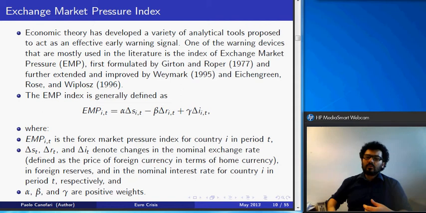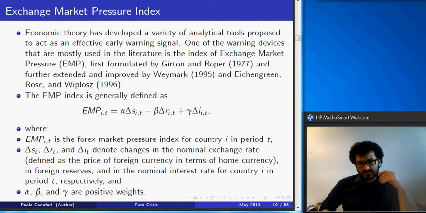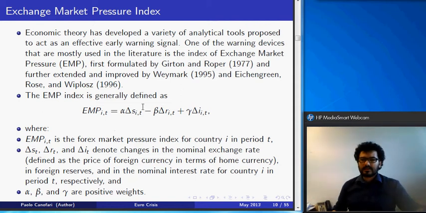Girton, Roper, Weymark, Eichengreen, Rose and Wyplosz. This EMP index is a weighted average of the change in the exchange rate, the change in international reserves, delta IT, and the change in interest rate. The exchange rate is defined as the price of foreign currency in terms of local currency, which means that an increase in the exchange rate means a devaluation.